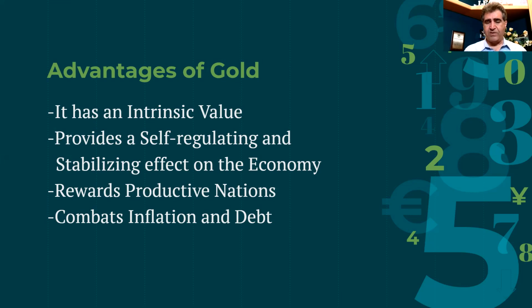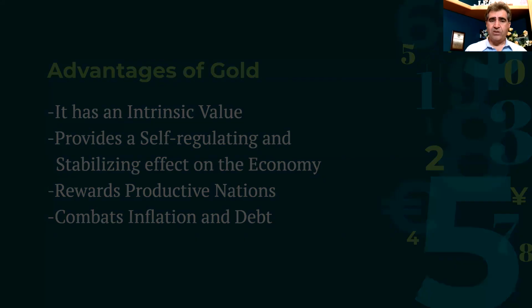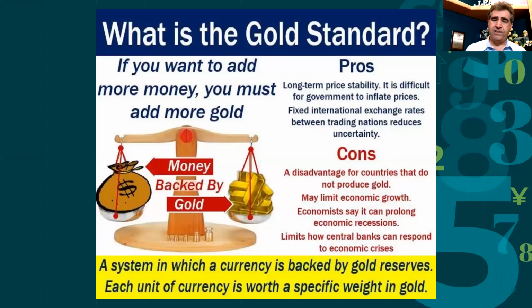Like, for instance, when we have an inflationary environment and debts, gold becomes that standard to reduce the effects of that. And that's the reason that brings me to something called the gold standard. A lot of countries, nations, have had gold standards. And what is this thing called the gold standard? Basically, it's a system in which a currency is backed by gold reserves.